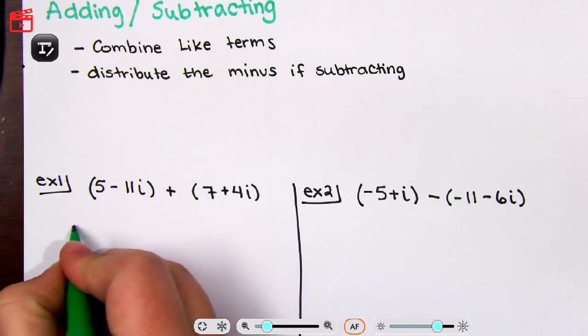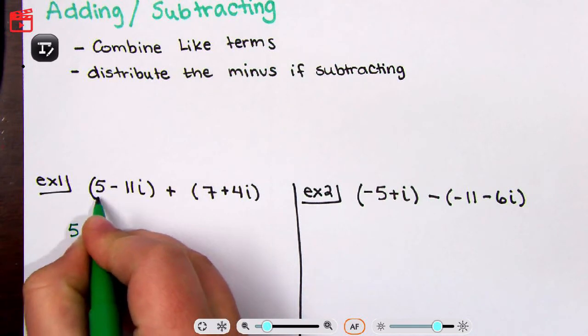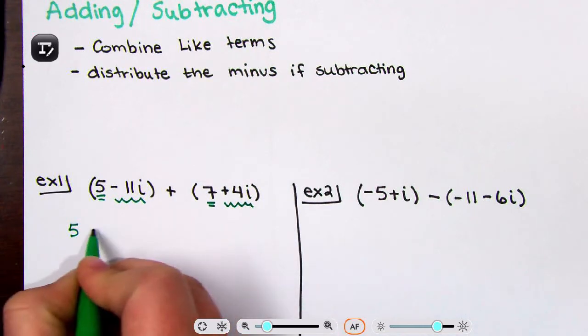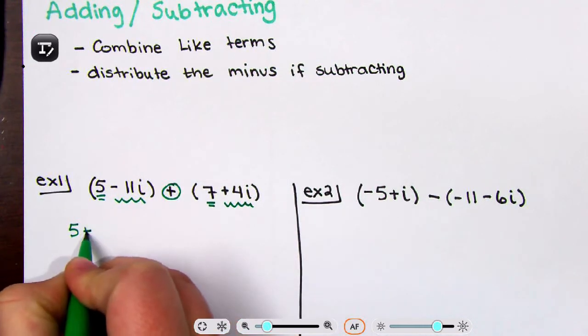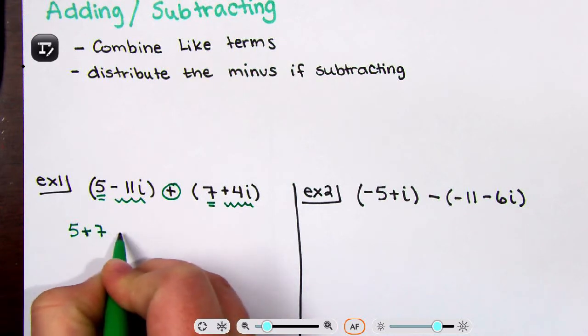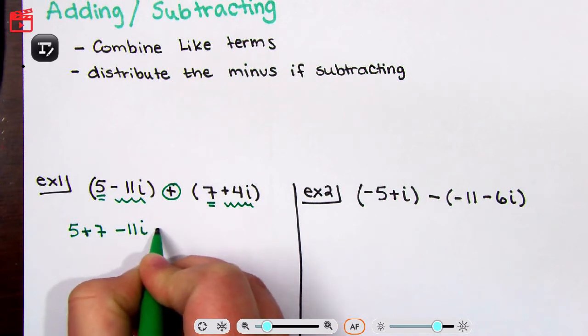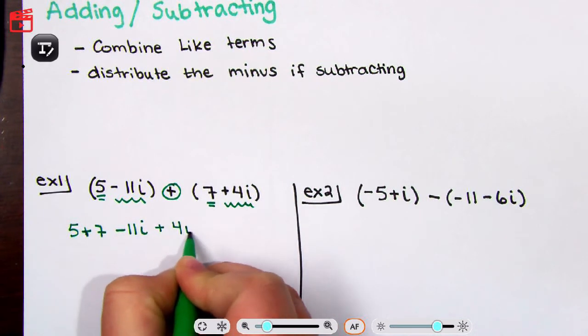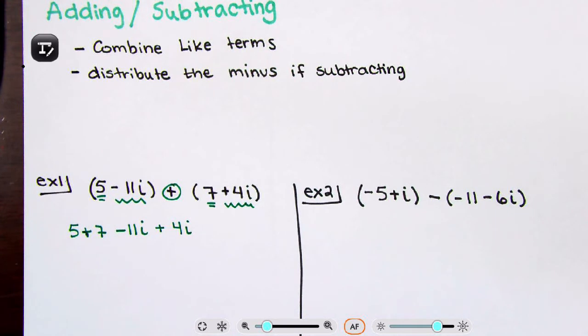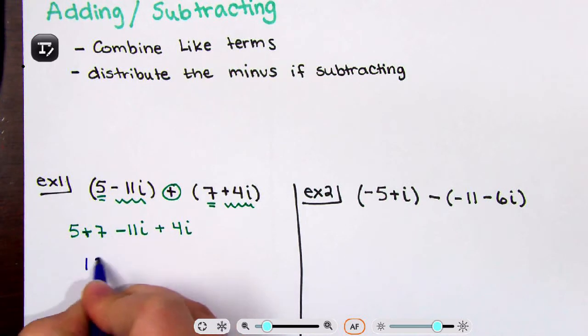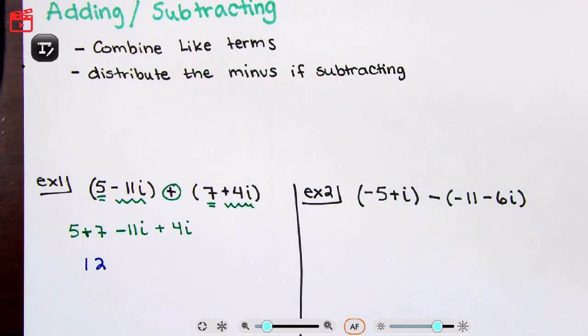Let's start off by writing these together. And I'm going to combine terms that are similar by writing them together. This one's addition, so we're going to have 5 and 7. Now I have a -11i. Make sure i has a little tail to it. And I have a positive 4i. Just like we would with variables, we have 5 and 7, so 7, 8, 9, 10, 11, 12. And we have -11 plus 4, which is -7. So we have 12 minus 7i.